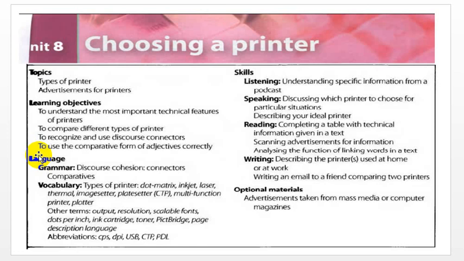To recognize and use discourse connectors, and to use the comparative form of adjectives correctly. This is the grammar point. Language, grammar: discourse cohesion, connectors, comparative. We will talk about these three things: discourse cohesion, connectors, and comparative.